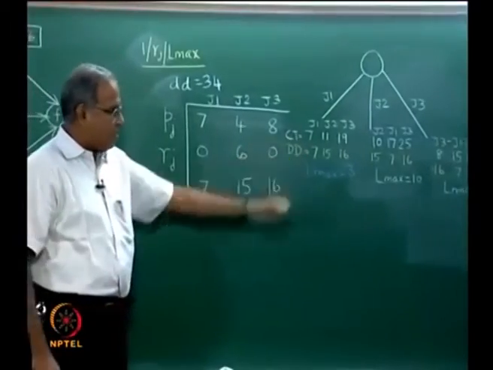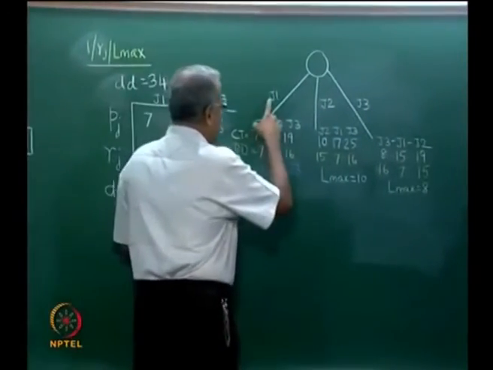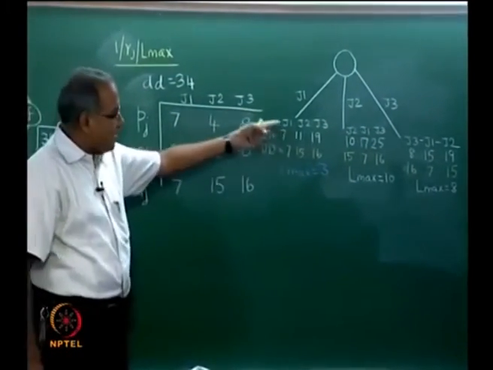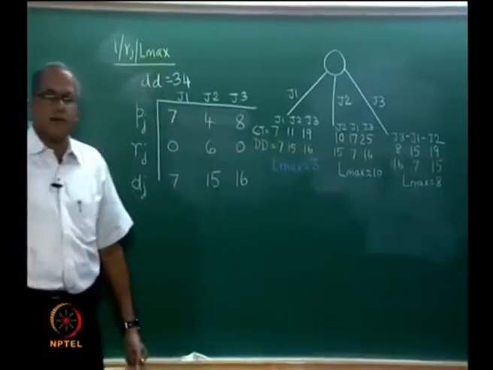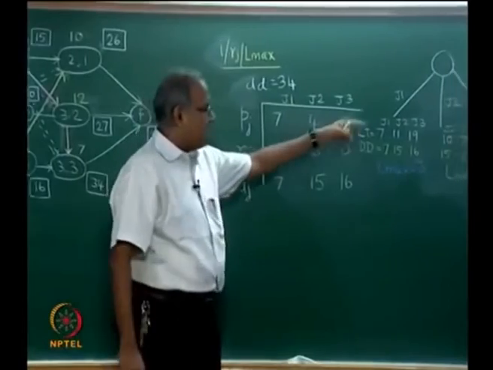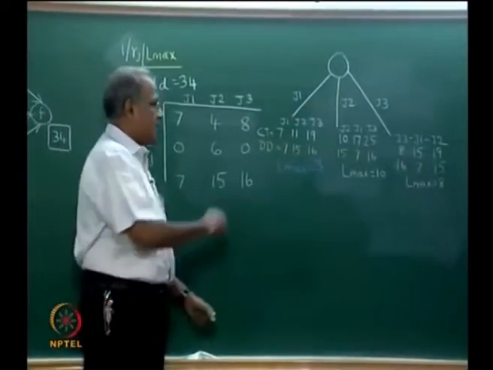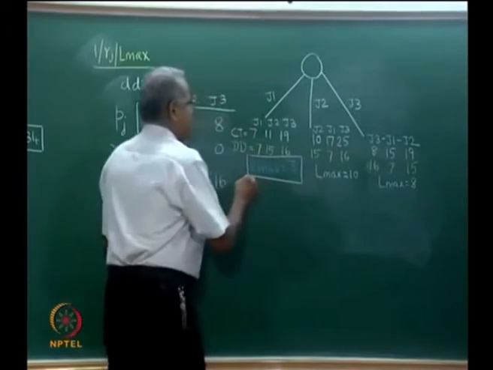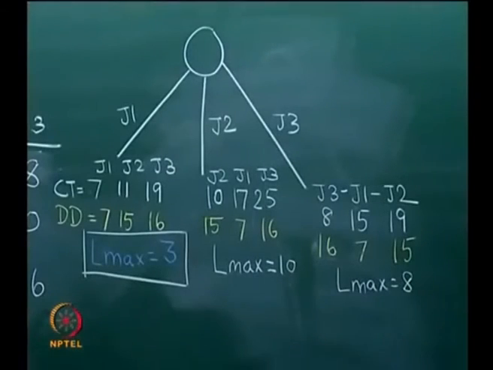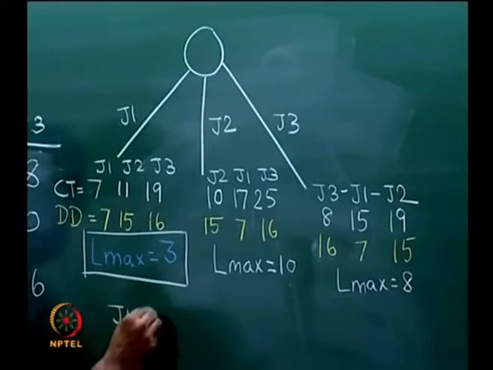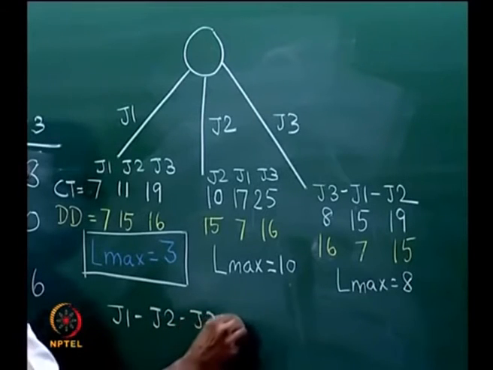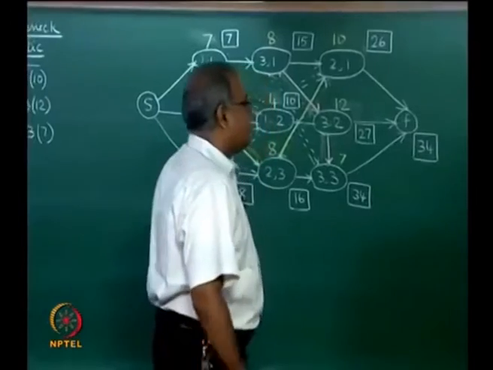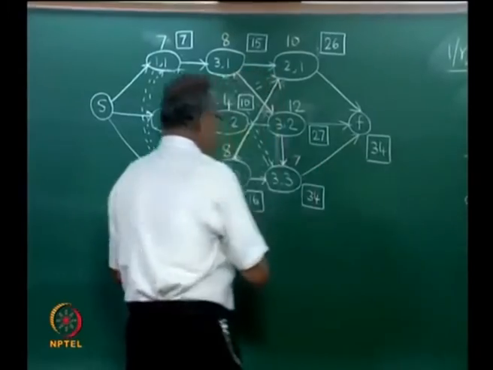Now, in these 3 nodes what we have done is we have started with J1, J2 and J3, and we are able to get feasible solutions by applying the preemptive earliest due date rule. We may also compute the lower bound and proceed, but finally when we solve this problem we will get this solution with minimum L max equal to 3. So, the 1 | rj | L max problem talks about the sequence J1, J2, J3 on M1 with L max equal to 3. Now, we go back and try to map this on this network.